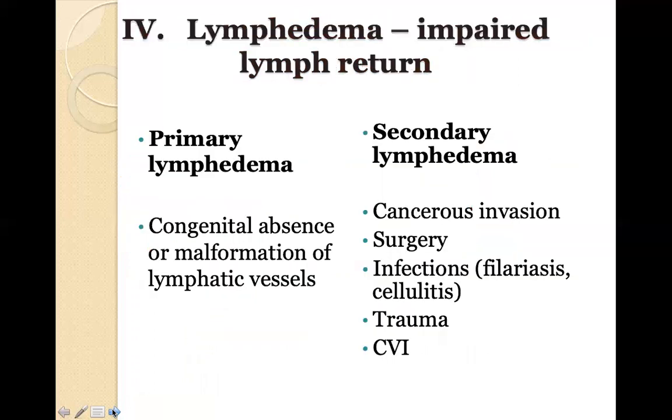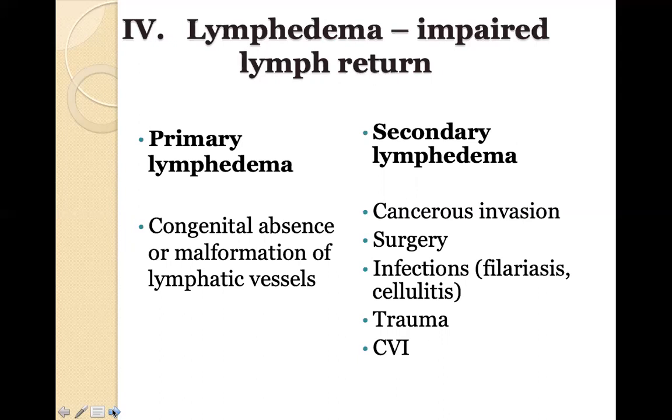I talked about primary lymphedema and secondary lymphedema actually in section 1. Remember, primary lymphedema is a congenital absence or malformation of lymphatic vessels. Secondary lymphedema is where that individual is born with a normal, healthy lymphatic system, but later on develops a disease process in which those lymphatics are harmed or removed.